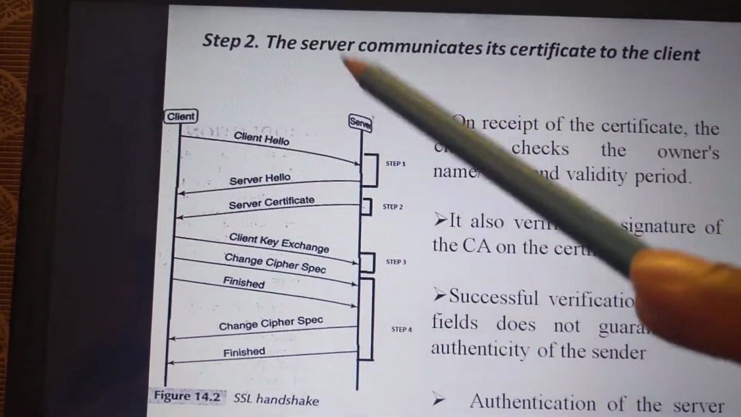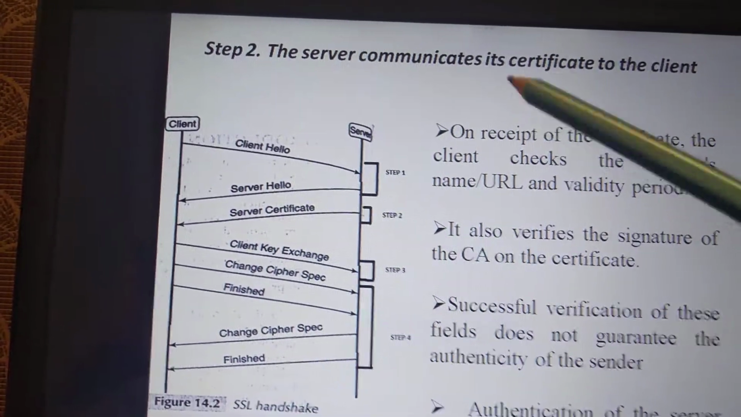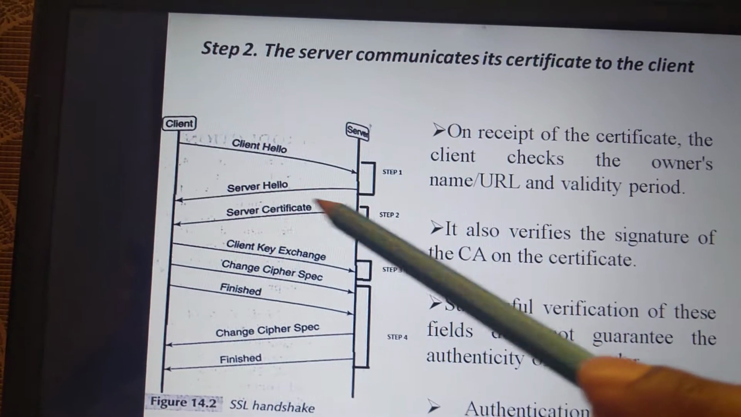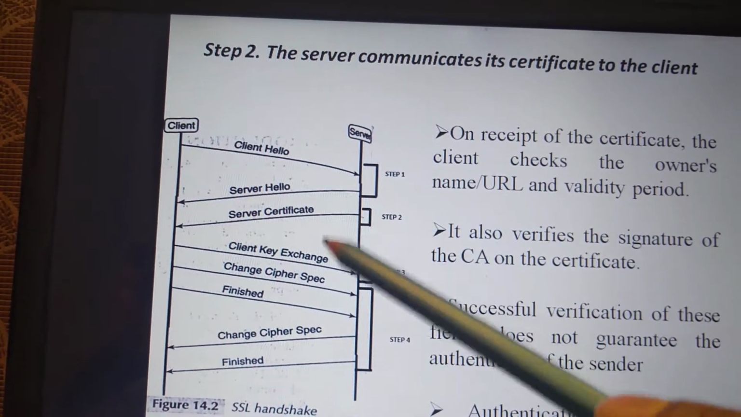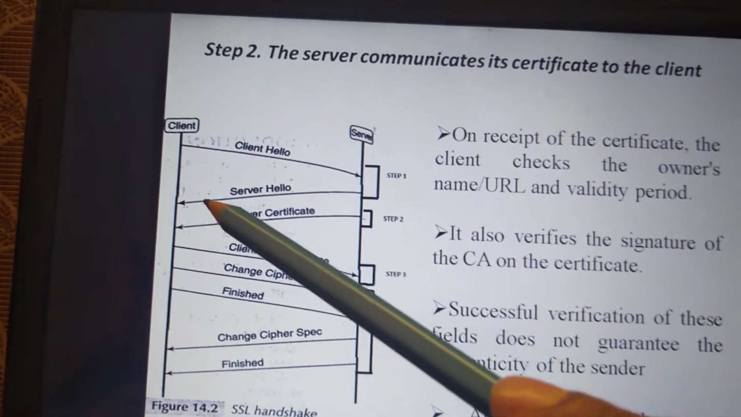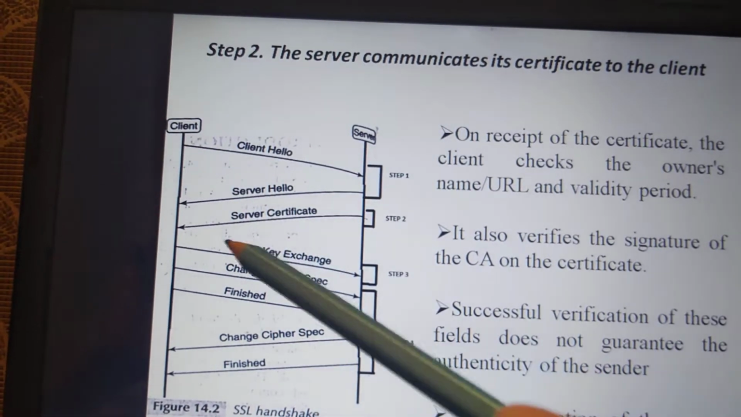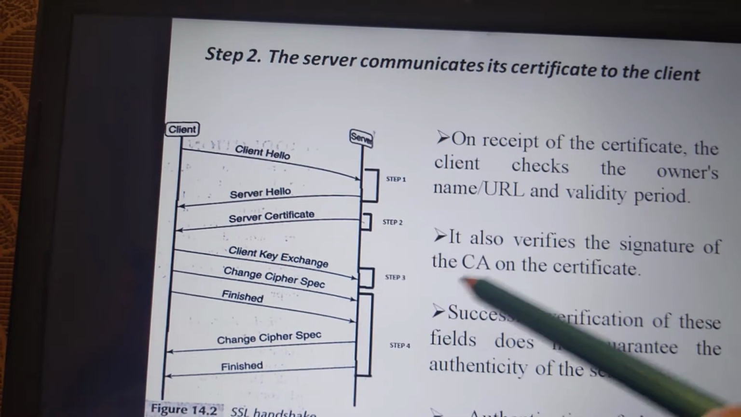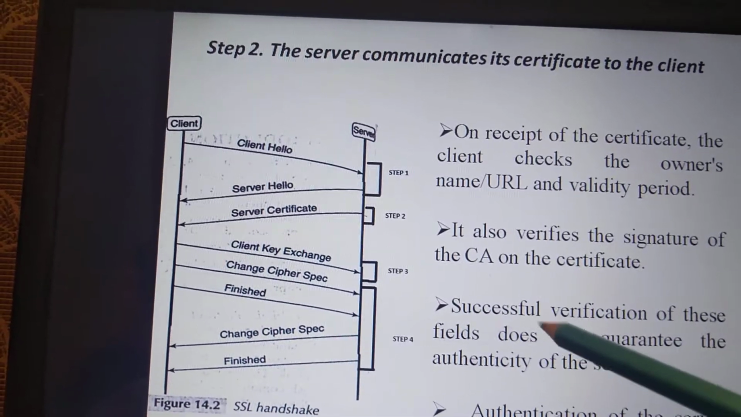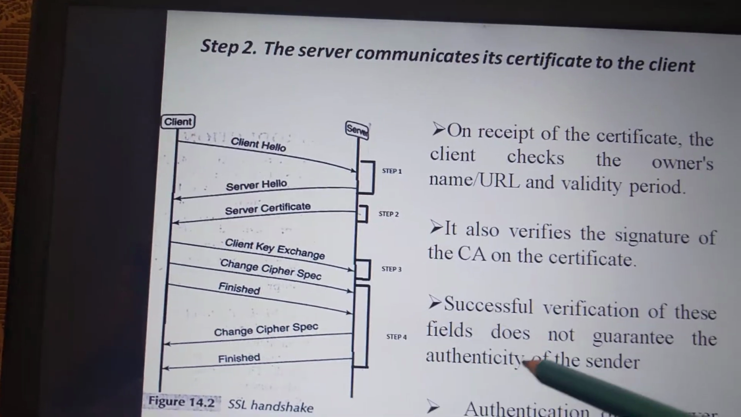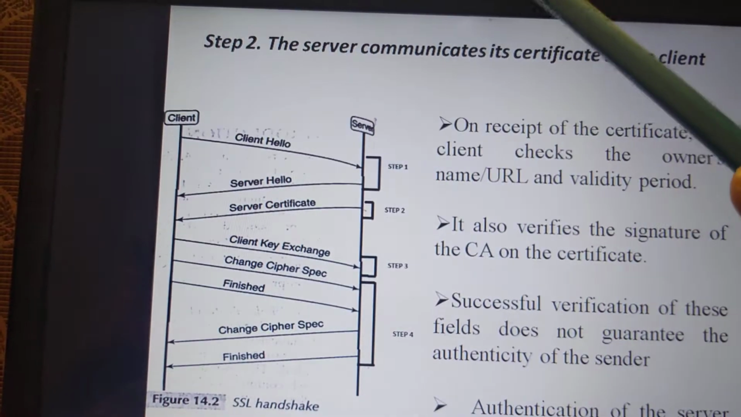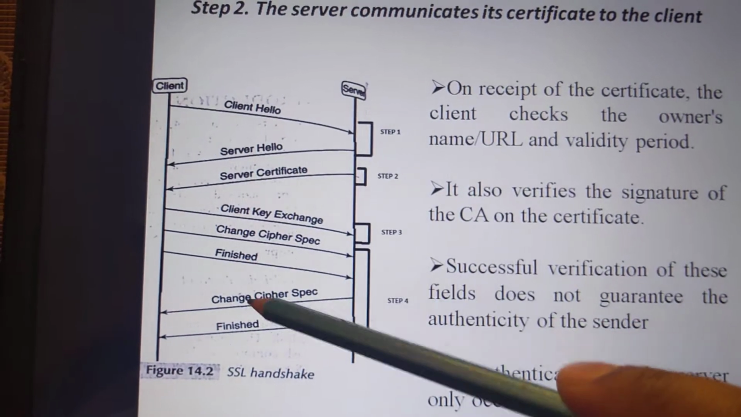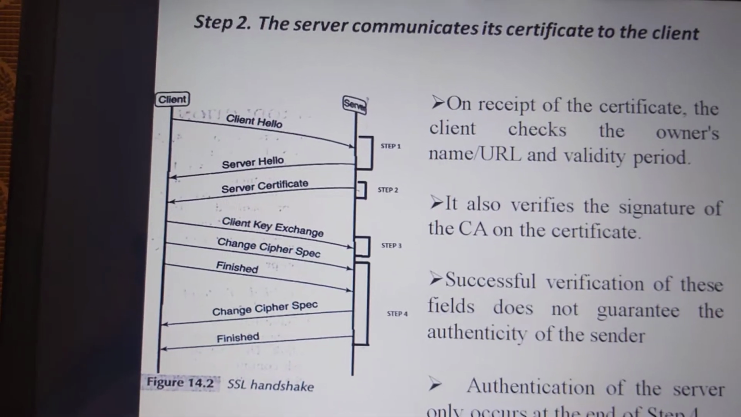Then the second step is the server is going to send its certificate to the client. So in this step 2, the server is going to just send its certificate. On receipt of that certificate, the client checks the owner's name, URL and the validity period of that certificate. It also verifies the signature of the CA on the certificate. Successful verification of these fields does not guarantee the authentication of the server. Actually, the authentication of the server occurs only at the end of the fourth step.